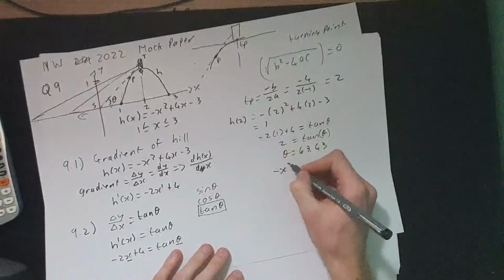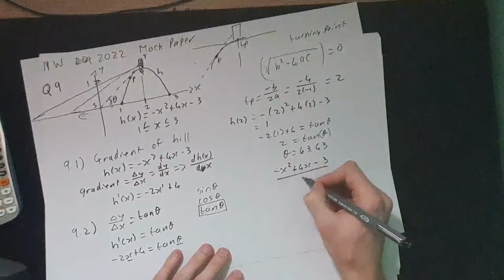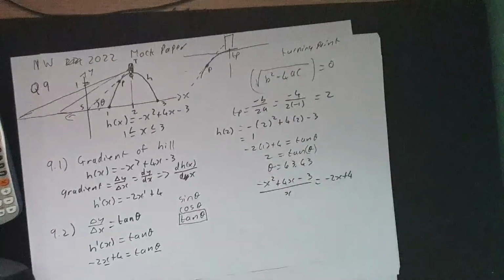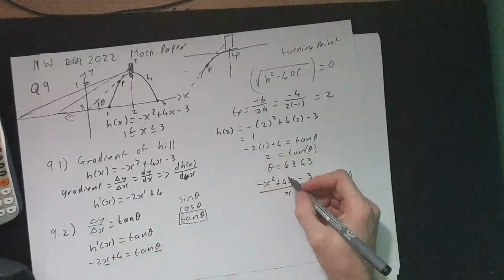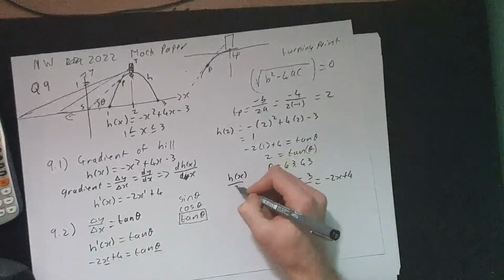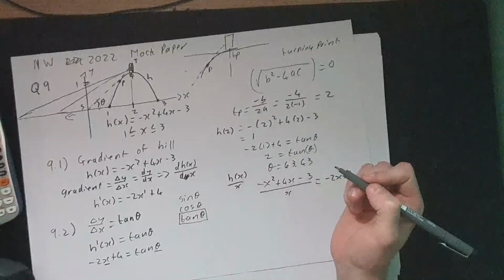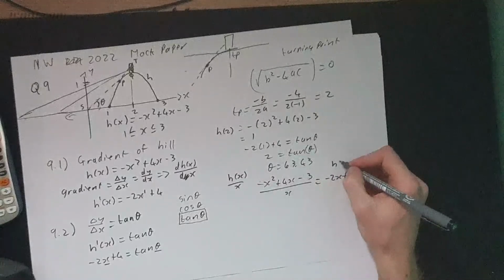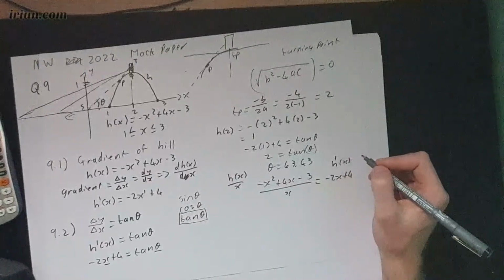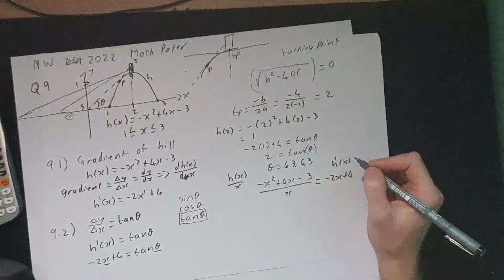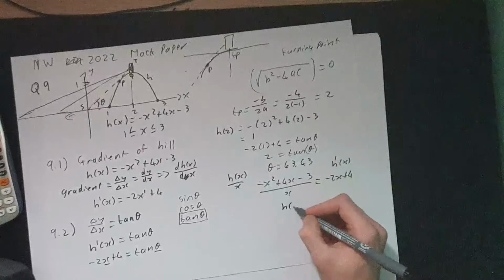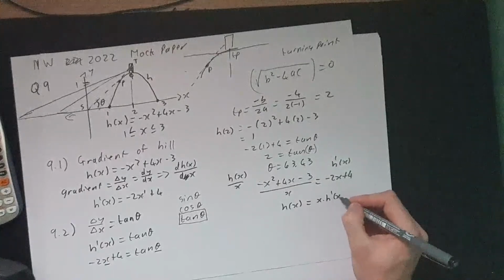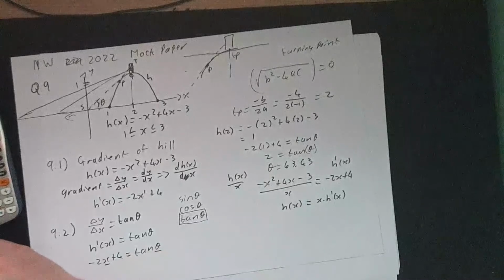They have negative x squared plus 4x minus 3, divided by x, equals my gradient, minus 2x plus 4. Now, why do they have it that way? Essentially, this is h of x, so we have h of x divided by x equals this, which is h prime of x. So essentially what they're saying is that h of x equals x times h prime of x. So where are they getting that from?